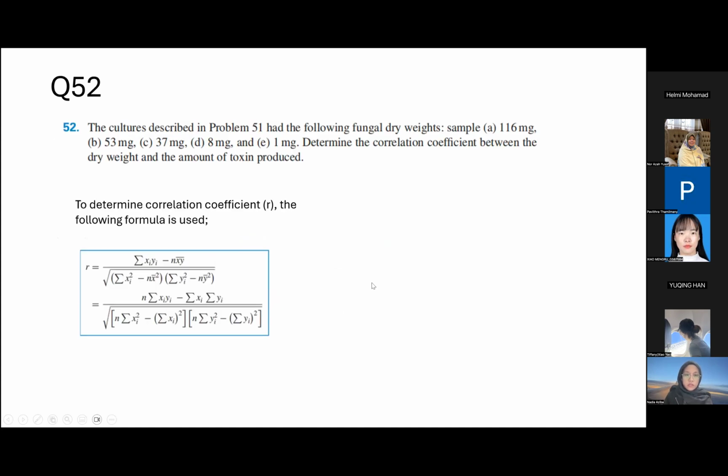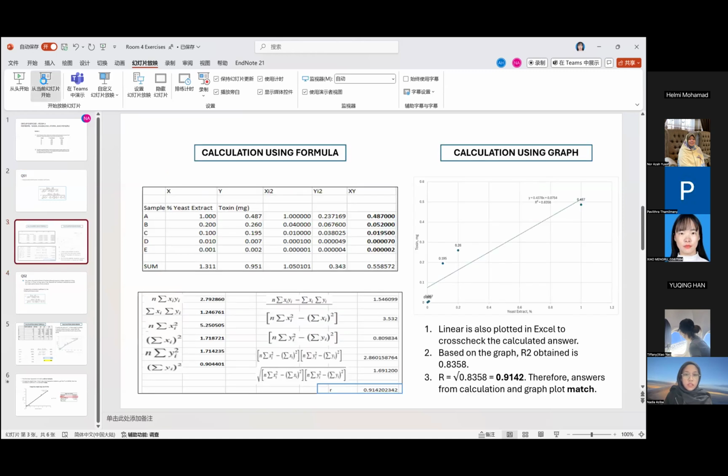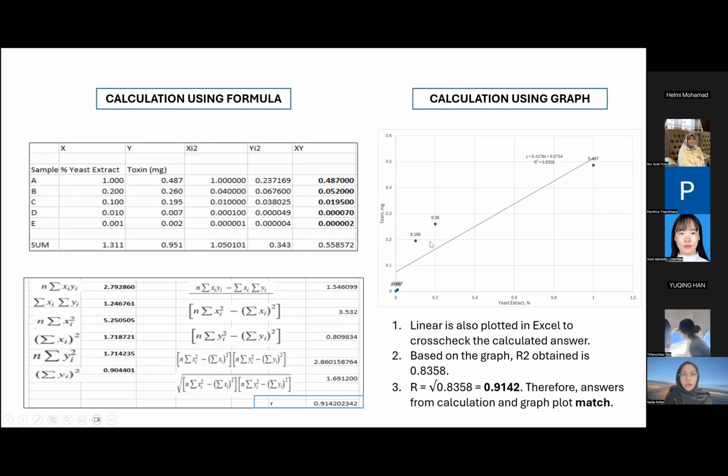Okay, so we'll be solving question 51 first. We regard the percent of yeast extract as X and toxin as Y. Then based on the equation, we calculate X squared, Y squared, and also XY. We'll insert the values according to the Pearson correlation. And from the calculation, we got R as 0.9142.